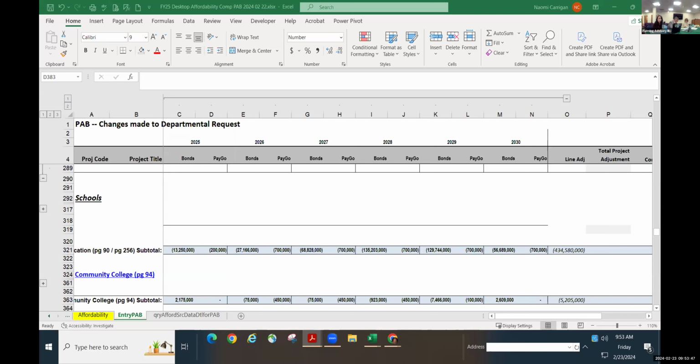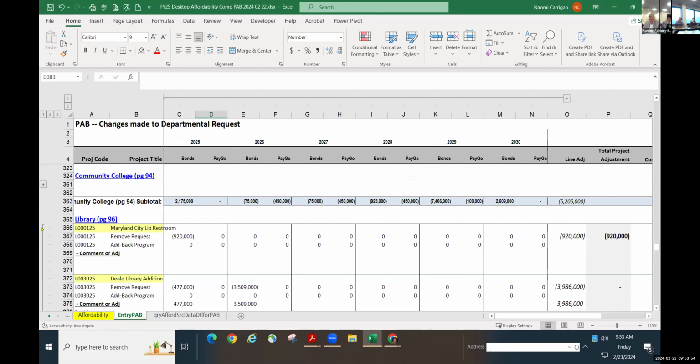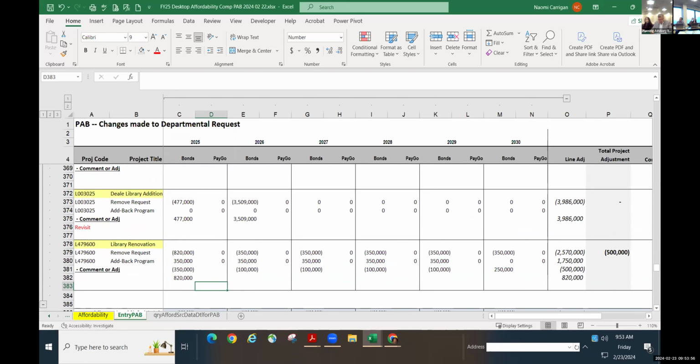Did we come to a decision on Millersville? No, we have not. So if you go back to Millersville, it looks like in FY 28 they're requesting design and then construction in 2031.